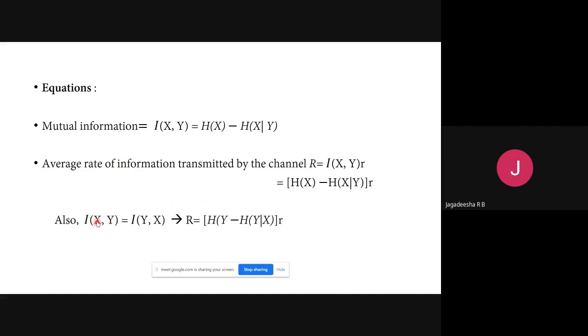Also, we know another relation: mutual information is symmetric. That is, I(X;Y), the mutual information of X and Y, is also the same as the mutual information between Y and X. This is the first property we investigated when we studied mutual information: the mutual information of input and output are equal.